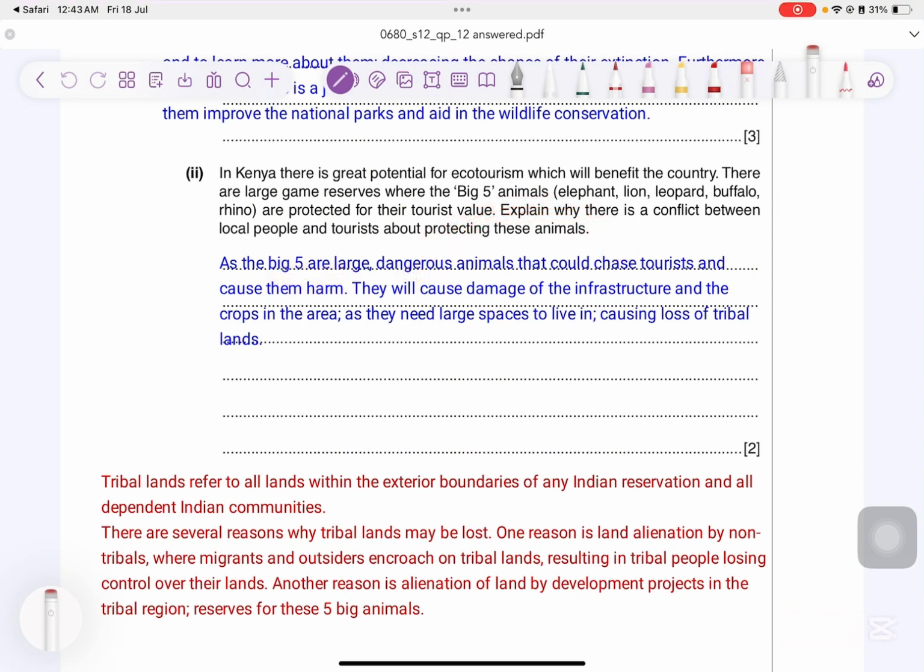They can also cause damage to the infrastructure surrounding the place or in the national park, and to the crops in the area. They need large spaces to live in and can cause loss of tribal lands.